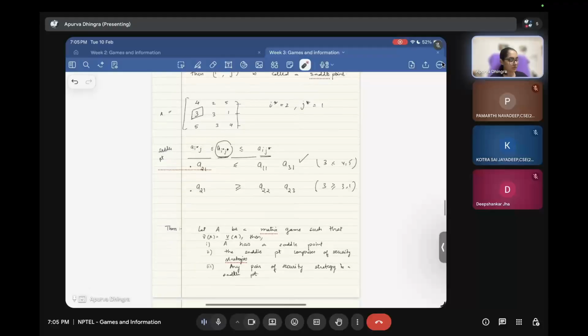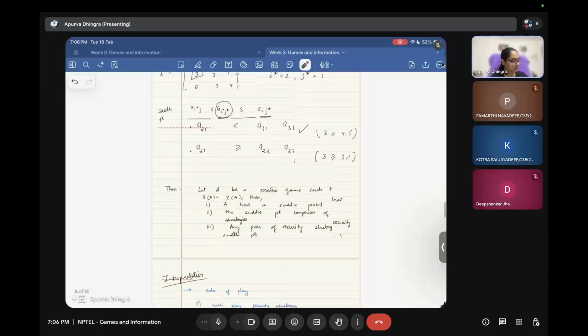Okay, so this is what this theorem is saying. This is giving us a way of going through a matrix game or a zero-sum game and calculating these security levels. If the security levels match for both the players, then we know that there is a saddle point that exists, and the strategy profile for that would be the security strategies. In fact, there are two corollaries that take it a little further.